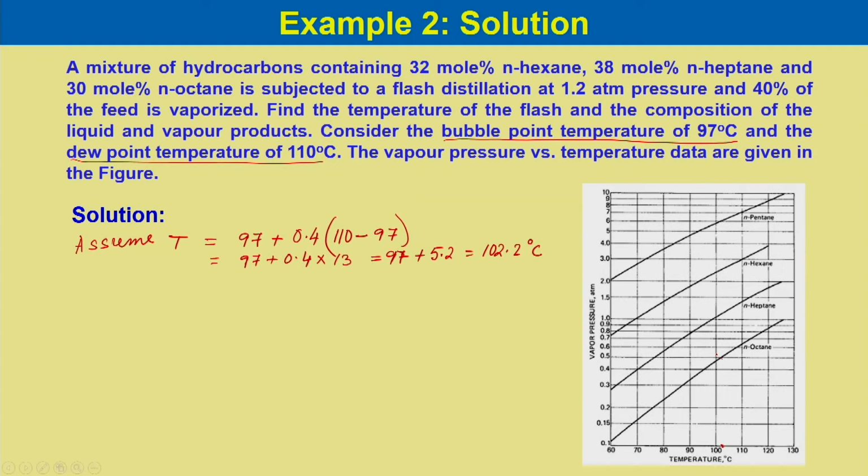Now, if we look into the figure, at 102 degree centigrade temperature, say over here, if you go across, you will obtain the vapor pressure for octane as about 0.5. Similarly, for n-heptane it is about 1.1, and again if you go across over here, you will obtain about 2.5.